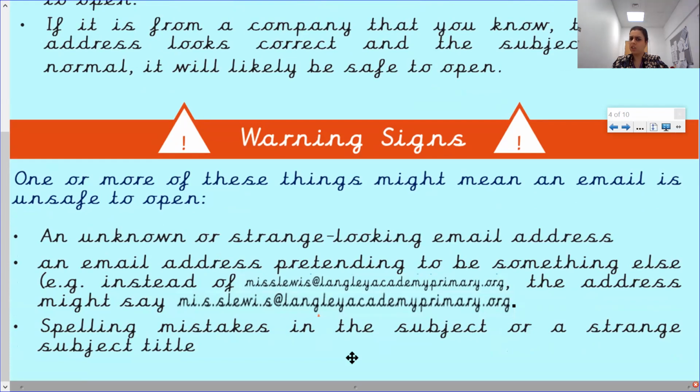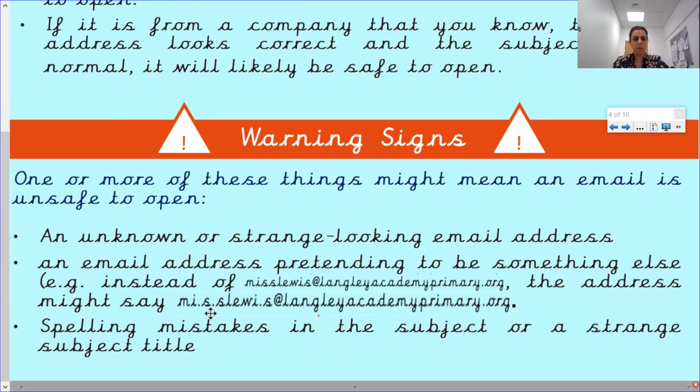An unknown or strange looking email address. So if you see an email address and you've never heard of that person before, it's probably not a safe email to open. An email address pretending to be something else. So instead of it saying Miss Lewis at langleyacademyprimary.org, the address might say mi.s.s at langleyacademyprimary.org. So they've added some dots in there. Now that's not my name. They've added some dots. So again, it's a strange email address to receive from. And also some spelling mistakes in the subject or a strange subject title.